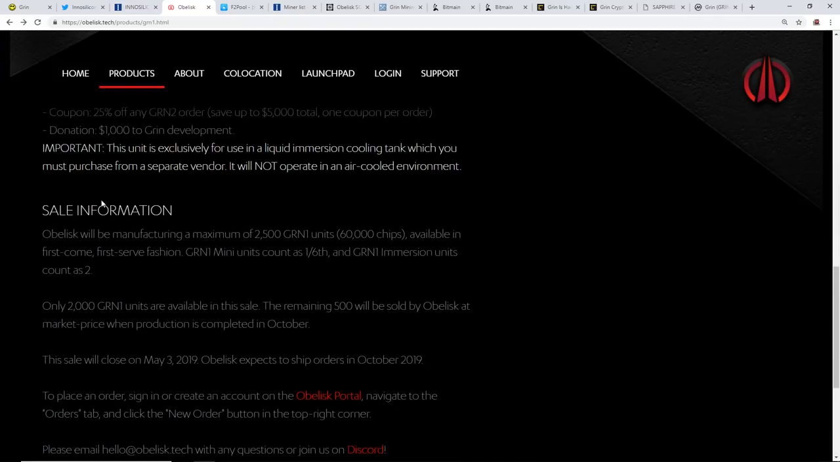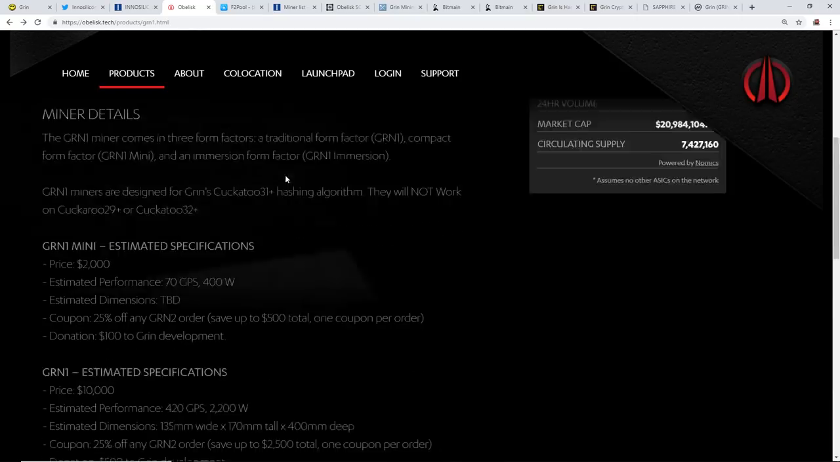And with Obelisk, they said they were going to only make about 2,500 Grin 1 units, and it was going to be first-come, first-served, and they were going to close the sale on May 3rd, 2019, so in about a couple of weeks.